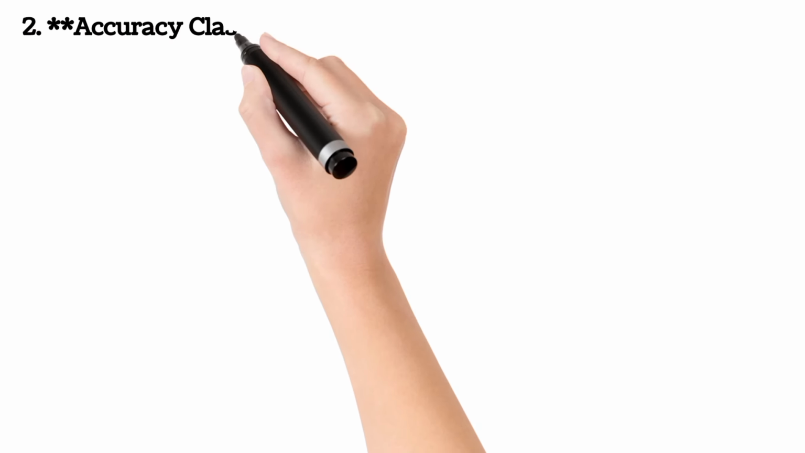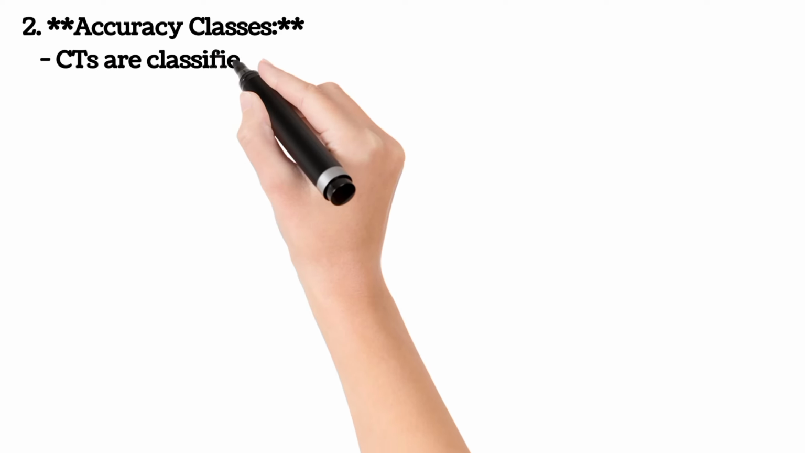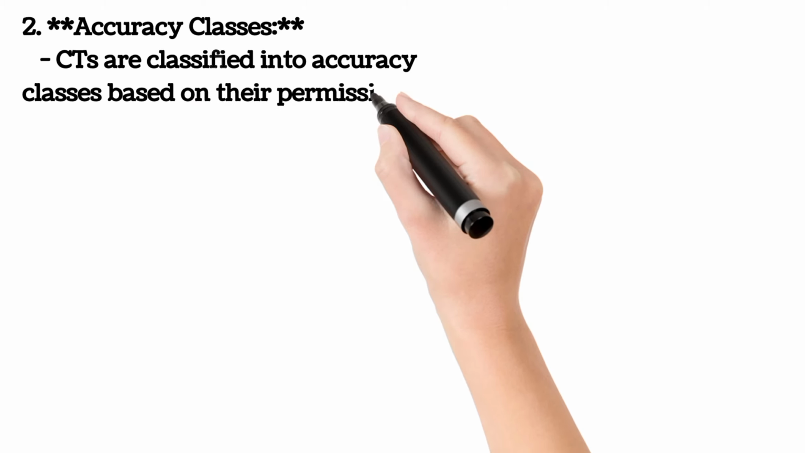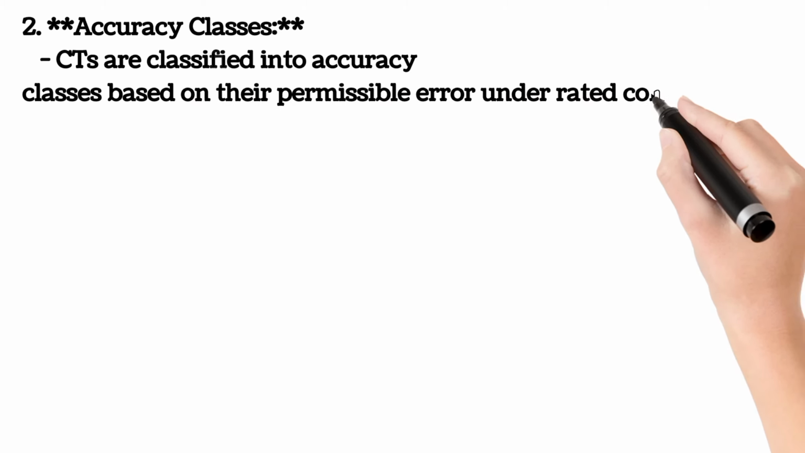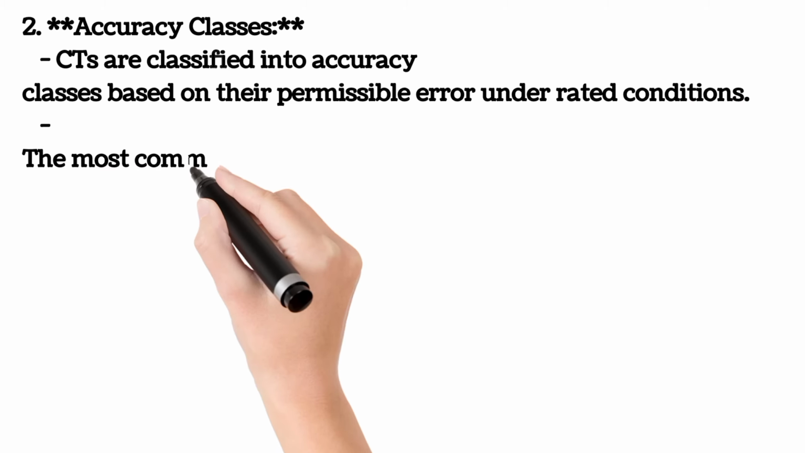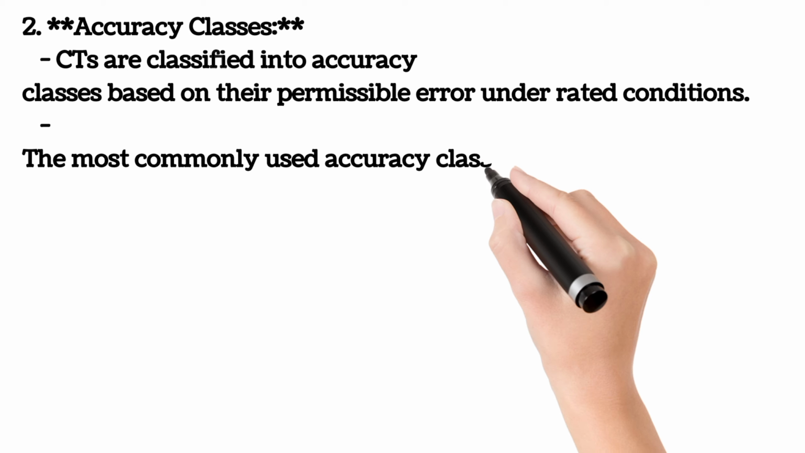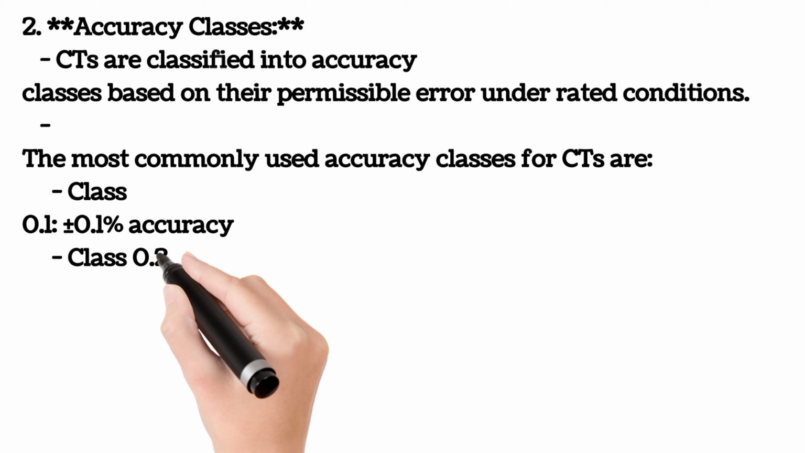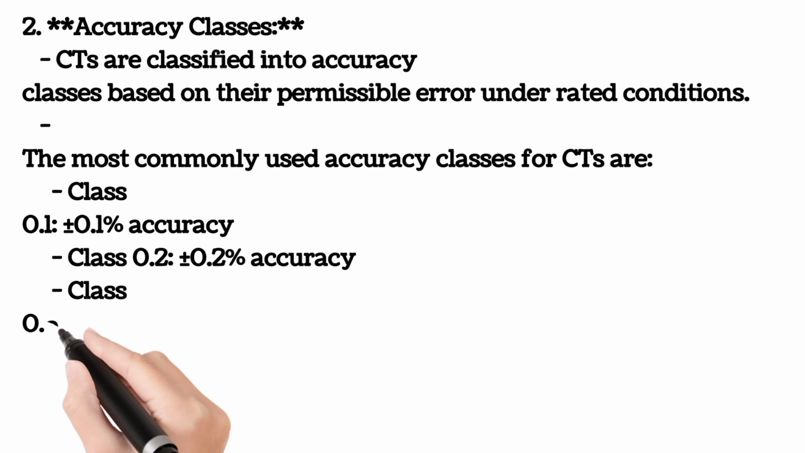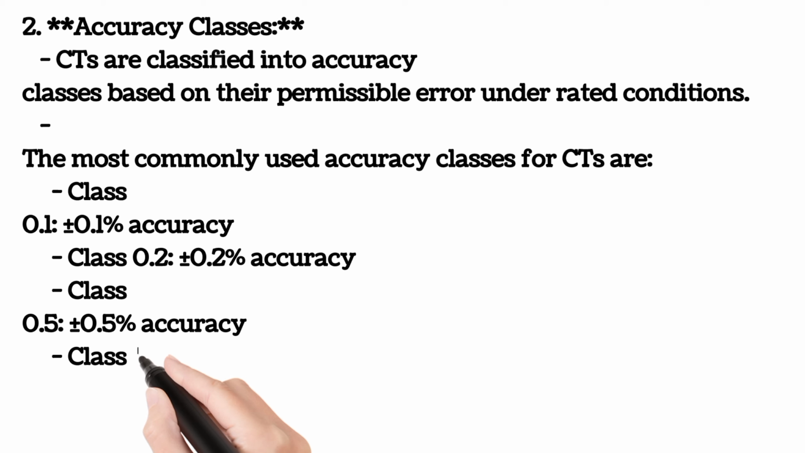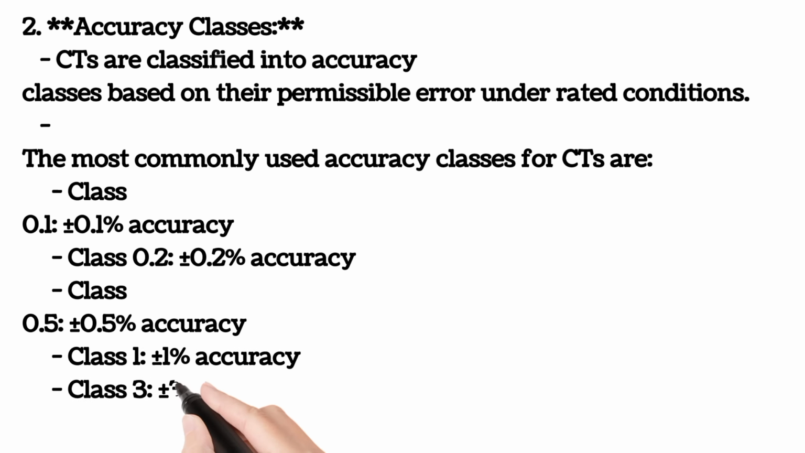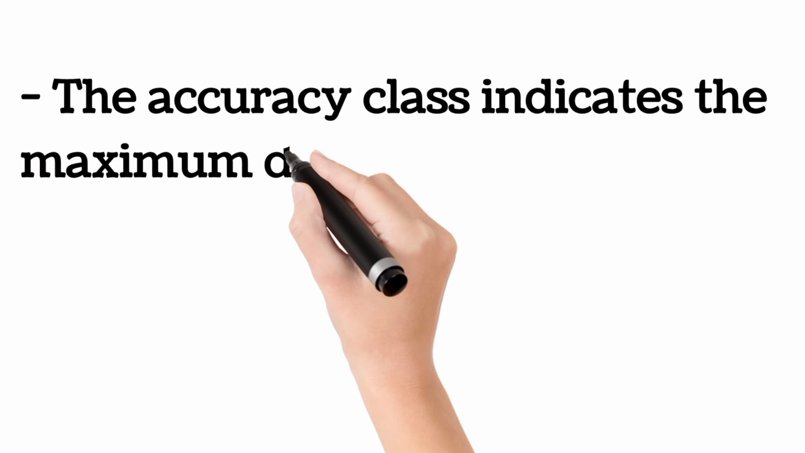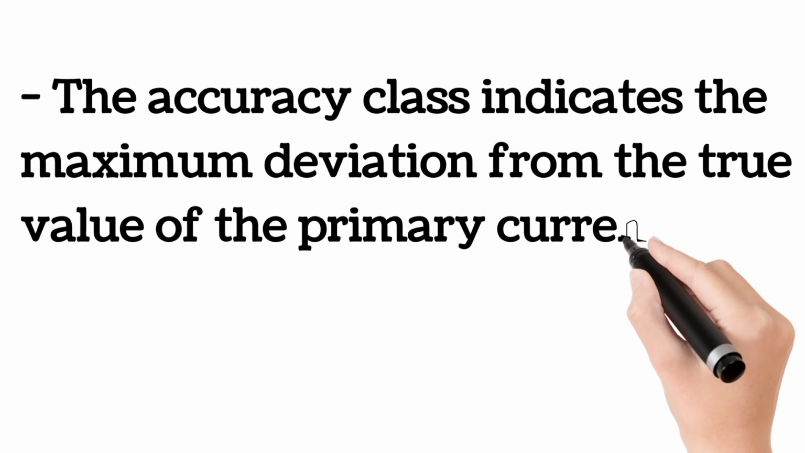2. Accuracy classes. CTs are classified into accuracy classes based on their permissible error under rated conditions. The most commonly used accuracy classes for CTs are Class 0.1, plus or minus 0.1% accuracy. Class 0.2, plus or minus 0.2% accuracy. Class 0.5, plus or minus 0.5% accuracy. Class 1, plus or minus 1% accuracy. Class 3, plus or minus 3% accuracy. The accuracy class indicates the maximum deviation from the true value of the primary current at rated conditions.